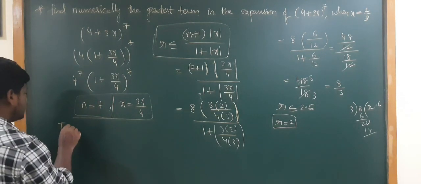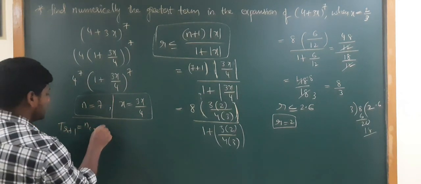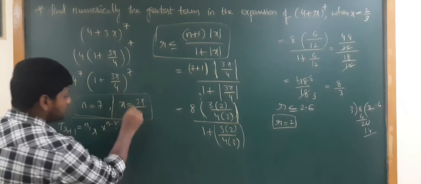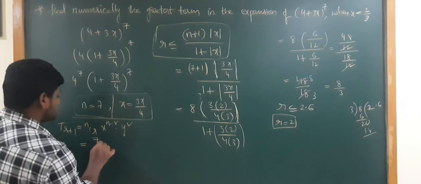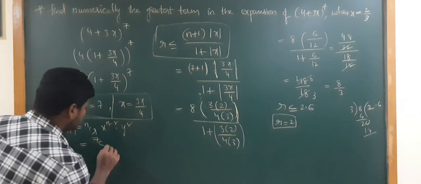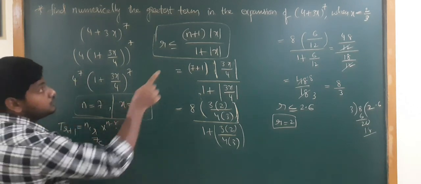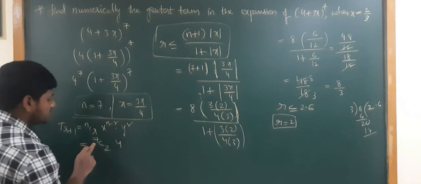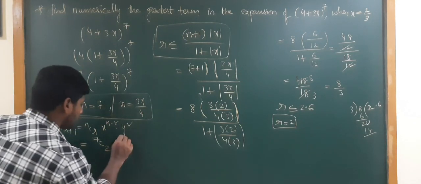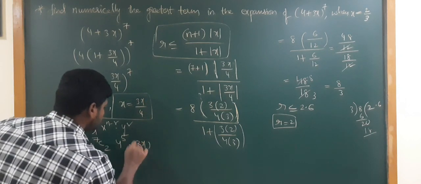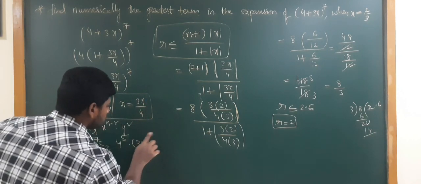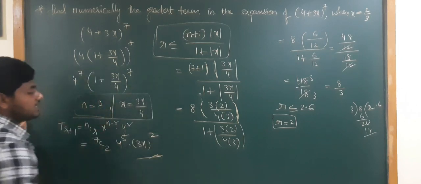We know that T(r+1) is equal to nCr x to the power of n minus r into y to the power of r, right? See, what is n here? n is 7. So 7C. What is r? The r value is 2. So 7C2 into 4 to the power of 7 minus 2. What is that? 4 to the power of 5 into (3x) whole to the power of 2. So this will be the greatest term.